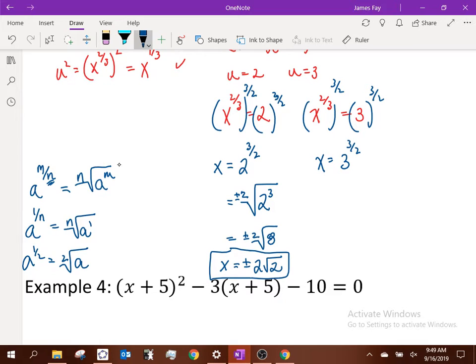Okay? I do the same thing over here. It's going to be the square root of 3 cubed, which is plus or minus the square root of 27, which isn't that 3 root 3? Yeah. And there are 2 additional answers for x.